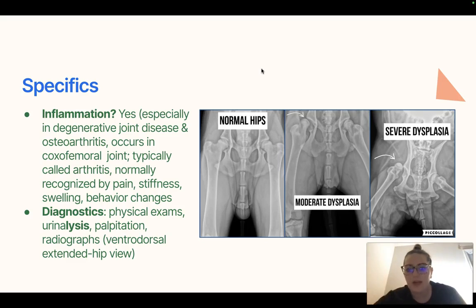On the left is what a normal hip would look like, with the ball and sockets. Everything is aligned correctly. And then in the middle is moderate dysplasia, where you can see the sockets and the joints are kind of dislodged from each other a bit. And in severe dysplasia on the right, you can see that they're almost totally dislodged from the socket.